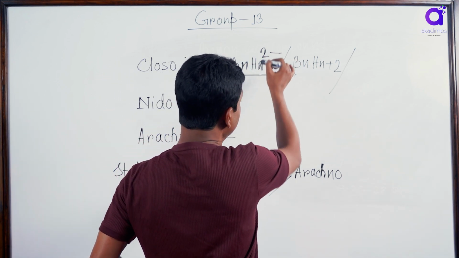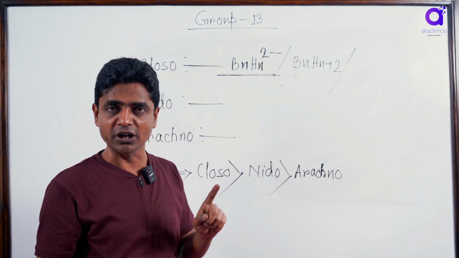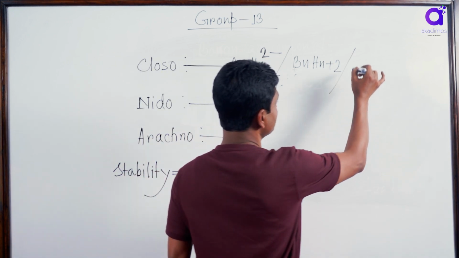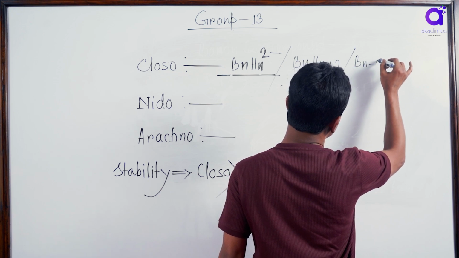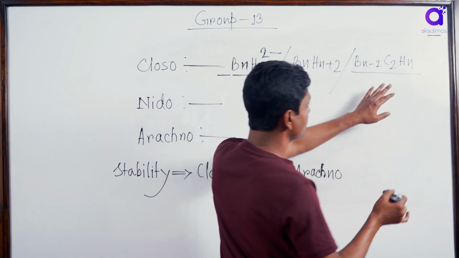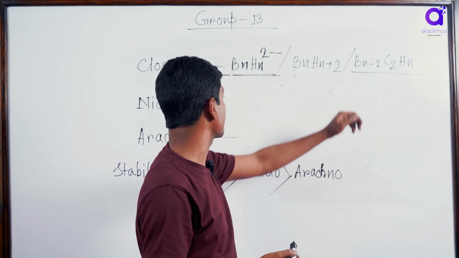Carboranes: you know B minus is equivalent to carbon, so 2 B minus can be replaced by 2 C. That means Bn minus 2 C2 Hn. This is also neutral and belongs to the Closo structure.